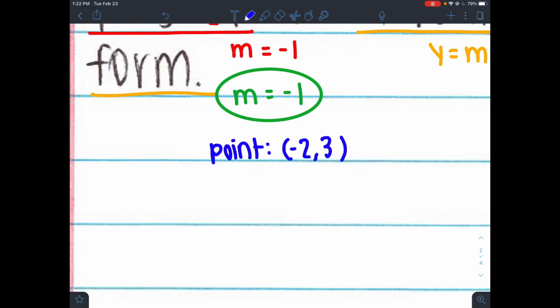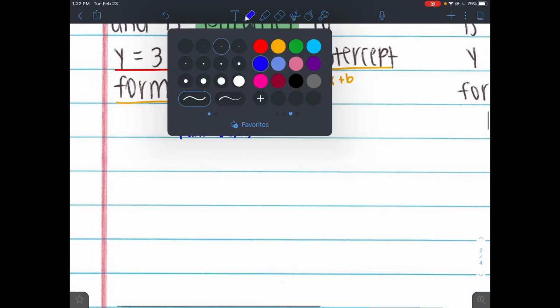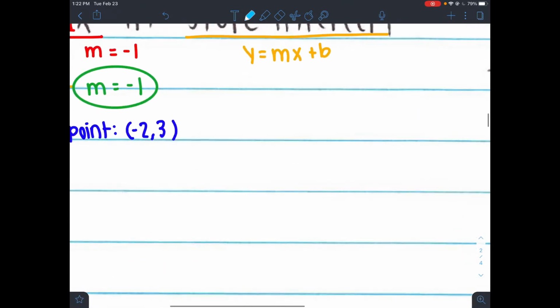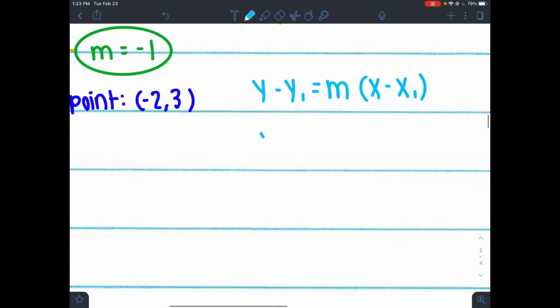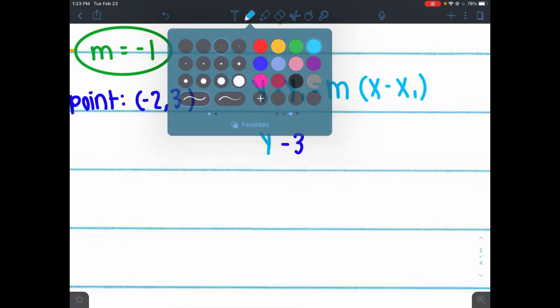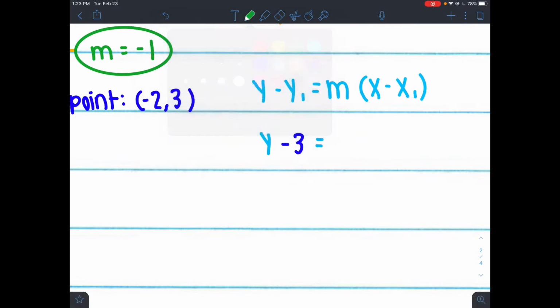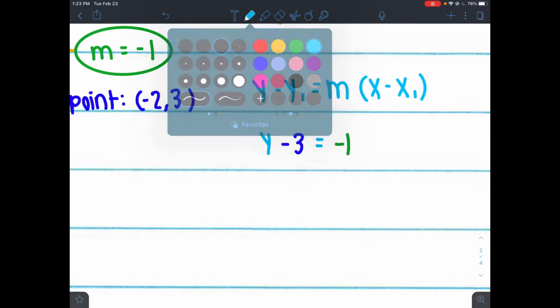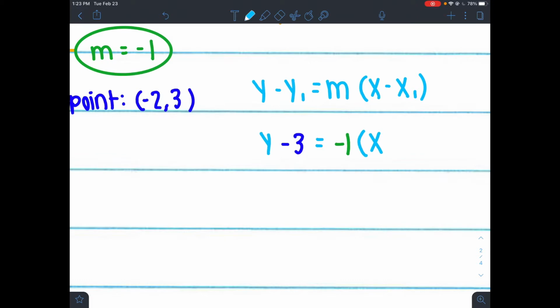So if I have a slope and a point, I'm going to use point-slope form. So we're going to start in point-slope form. y minus y1 equals m times x minus x1. All right, so go ahead, we'll plug in our point. So y minus 3 equals our slope, which is going to stay -1. We want to keep it as -1. And then x plus 2. Remember, opposite signs in point-slope form.